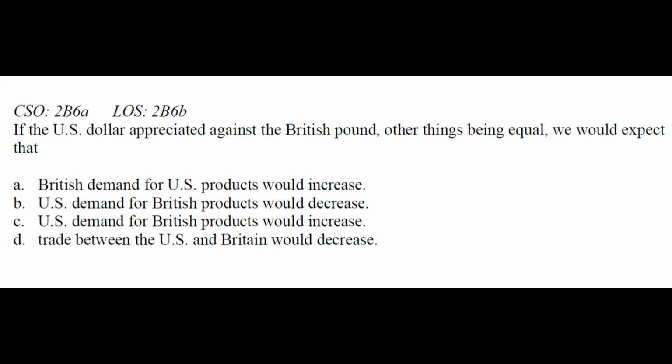This question tests the effect of exchange rate movements on international trade. An appreciation of the US dollar against the British pound means that $1 US can buy more British pounds than before. In other words, the dollar becomes stronger and the pound becomes weaker. A stronger dollar has two important consequences. British goods become cheaper for US consumers, because fewer dollars are needed to purchase the same amount of British products.